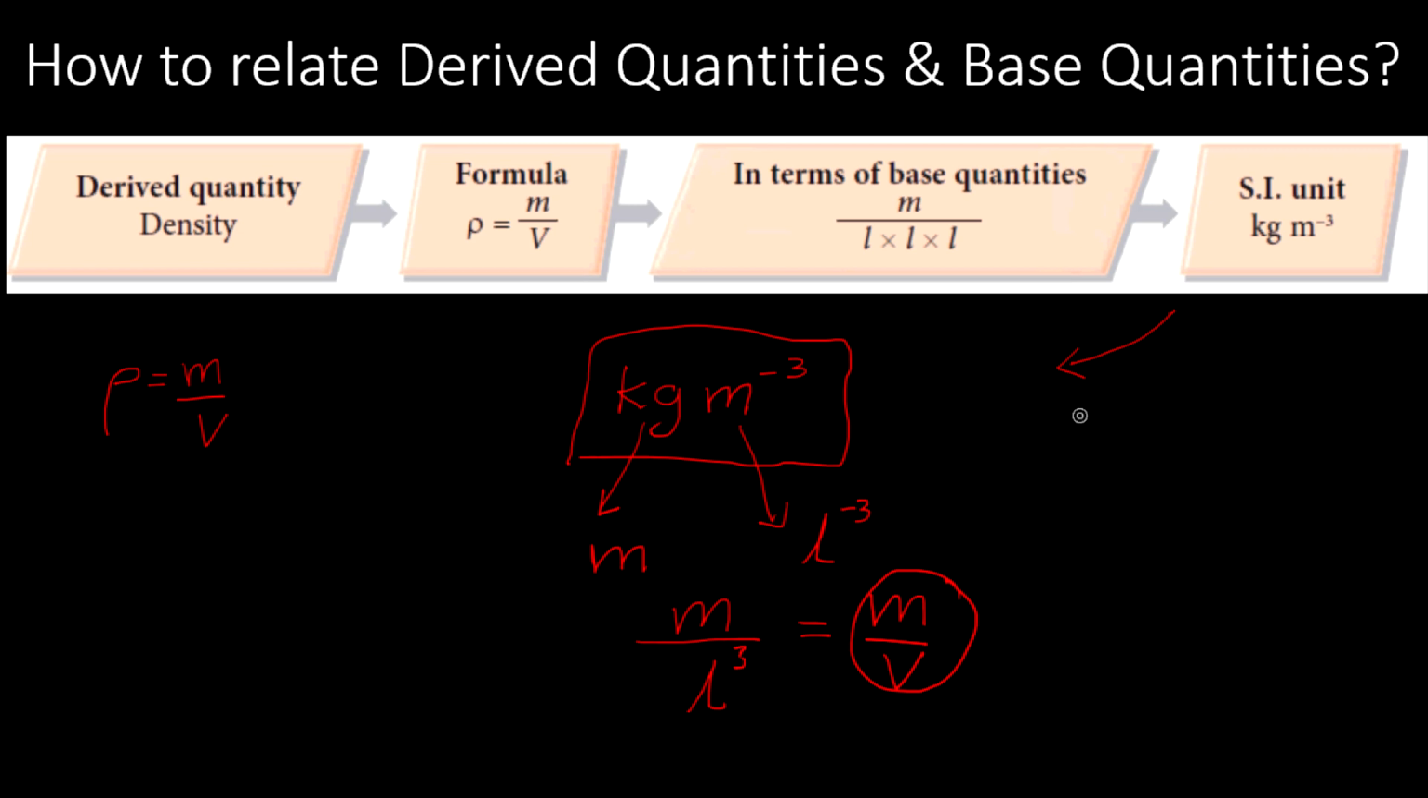If you still remember force, the unit for force is Newton or kg m s^-2. So kg is mass. m s^-2 is acceleration. So here you know that the formula for force is F equals ma.